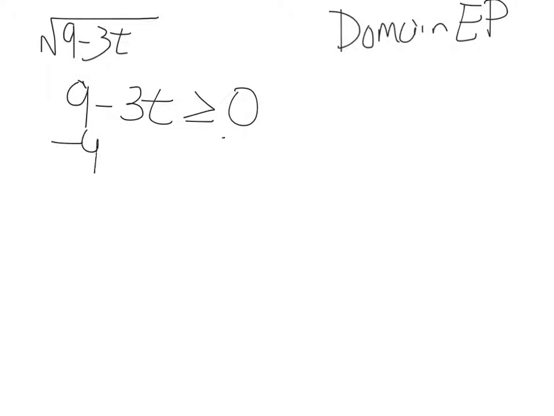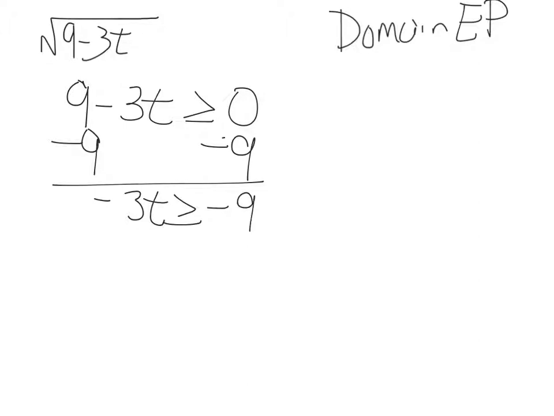I'm going to subtract 9 from both sides. Sorry, my little stylus doesn't seem to want to do that nicely for you. And when I divide through by a negative, you should have alarm sounds going off in your brain, because dividing by a negative for an inequality tells you that your sign is going to flip over. So you end up getting t is less than or equal to positive 3. So that is my domain.